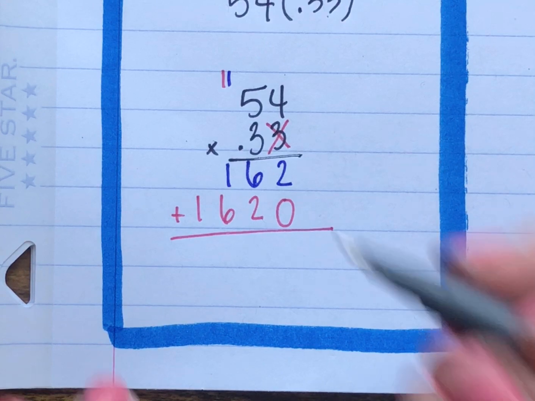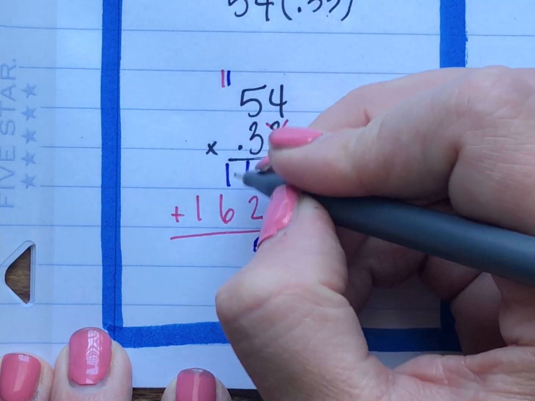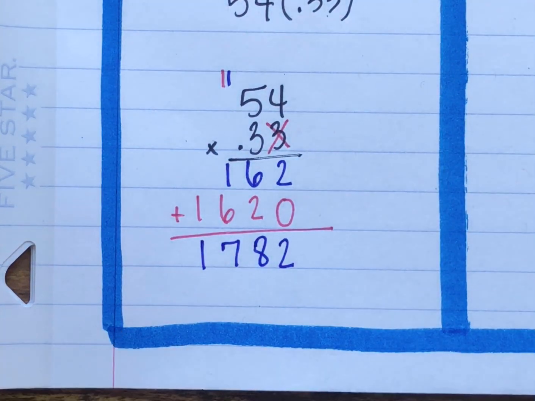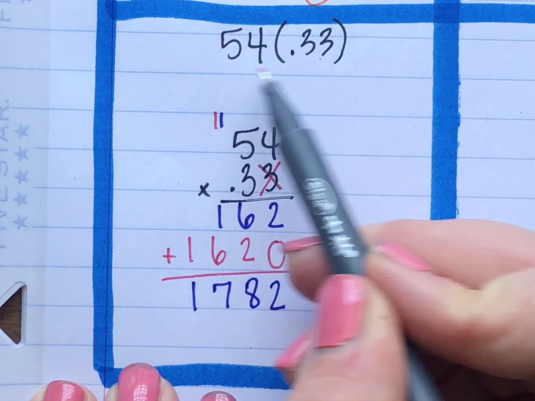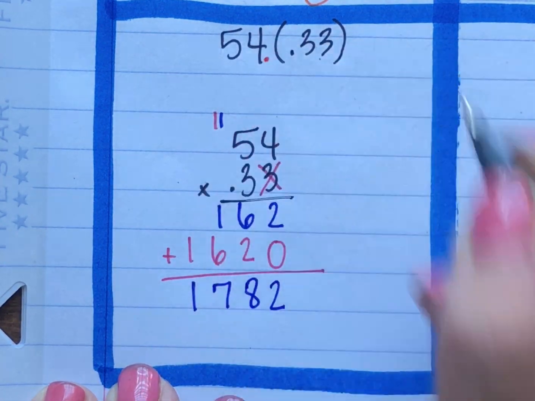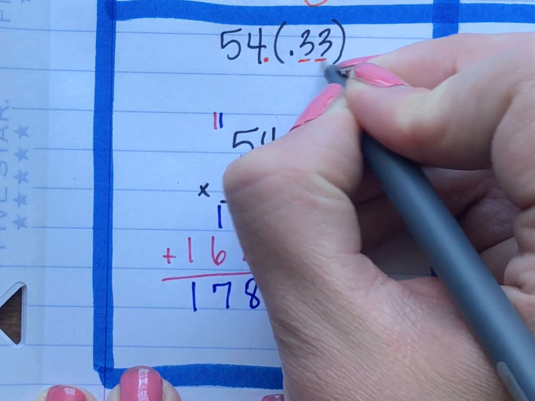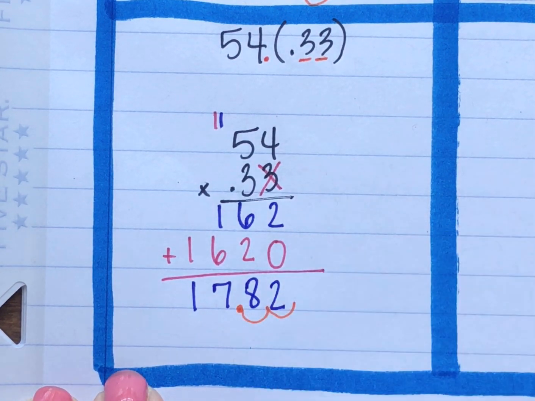Okay, so let's go ahead. 2 plus 0 is 2. 6 plus 2 is 8. 1 plus 6 is 7. And 1 plus nothing is 1. Last thing is to count the digits behind the decimal. And we can do that from the very beginning, then move. So 54 is a whole number. The decimal would be right here, right? So it doesn't have anything behind the decimal. This has 2 digits behind the decimal, so we're going to go ahead and move 2 digits.